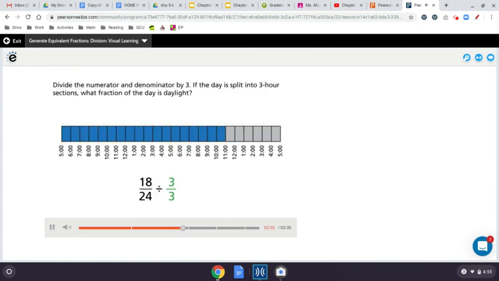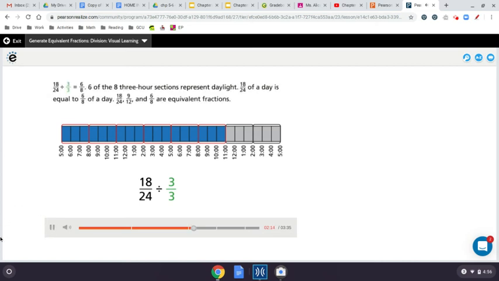Divide the numerator and denominator by 3. If the day is split into 3-hour sections, what fraction of the day is daylight? Again, you have to divide the numerator and the denominator by the same number, 3 over 3. So 18 divided by 3 is 6. 24 divided by 3 is 8. So you can say 6/8. And you can see here 1, 2, 3, 4, 5, 6 out of 8 total that is shown in the model.